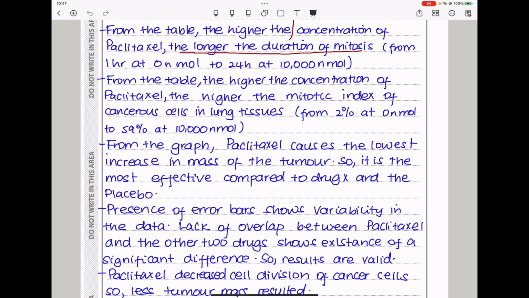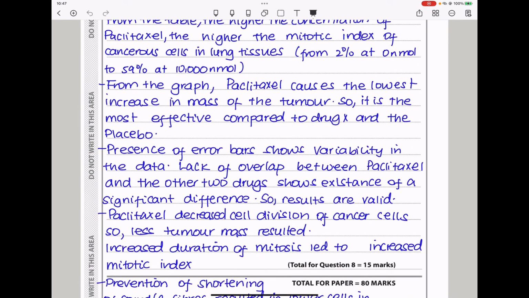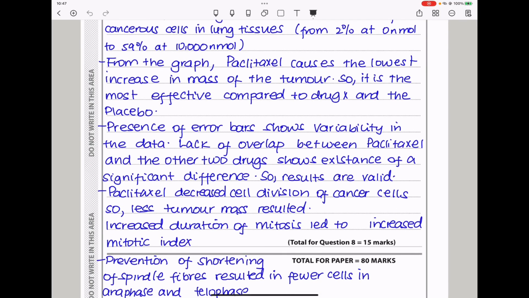Then from the graph, paclitaxel causes the lowest increase in mass of the tumor, so it is the most effective compared to drug X as well as the placebo. Also, presence of error bars shows variability in the data. Lack of overlap between paclitaxel and the other two drugs shows existence of a significant difference, so results are valid. We can also see paclitaxel decreased cell division of cancer cells, so less tumor mass resulted. Increased duration of mitosis led to increased mitotic index.